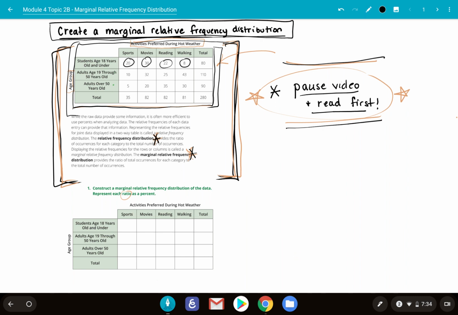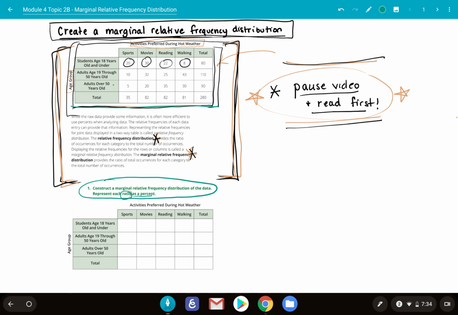All right, so let's go ahead and make our marginal relative frequency distribution. So the instructions are to construct a marginal relative frequency distribution of the data, and we're talking about this data here in this table. And we're being asked to represent each ratio as a percent. So let's go ahead and get started.